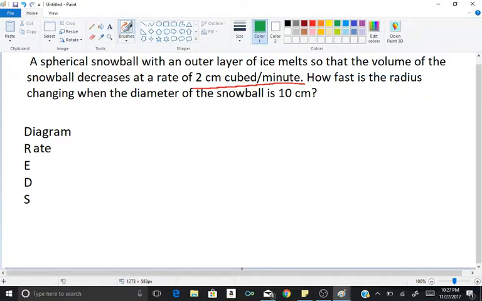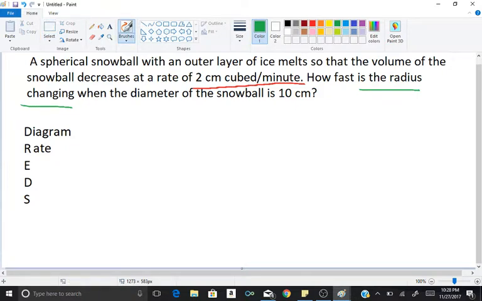It says how fast is the radius changing. So it doesn't want the radius. It wants the rate at which the radius changes. So next to the r there in that box, write dr. That's what we're going to be looking for. That's the end goal here, the rate at which the radius is changing. Dr. Easy.